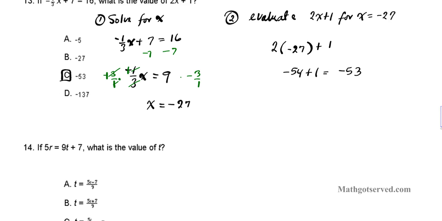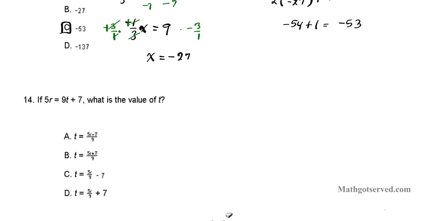Okay, let's move on to question 14. This one we are solving an equation for a variable, okay, using the properties of equality. So we have 5r is equal to 9t plus 7. The task is to look for t. First thing we'll do is subtract 7 from both sides.